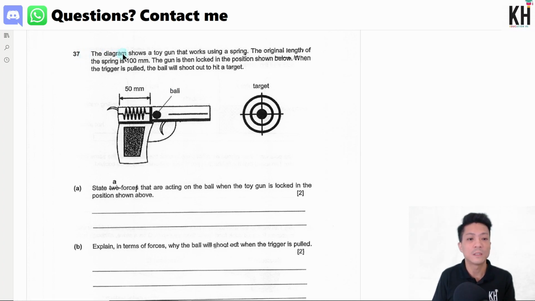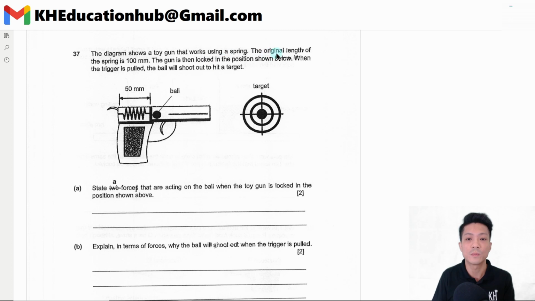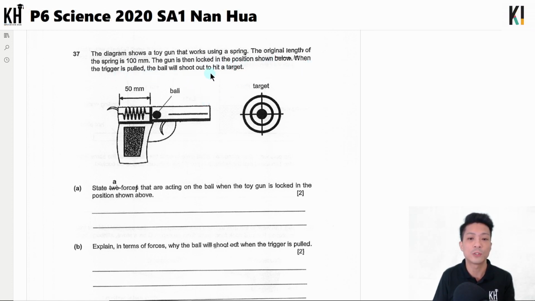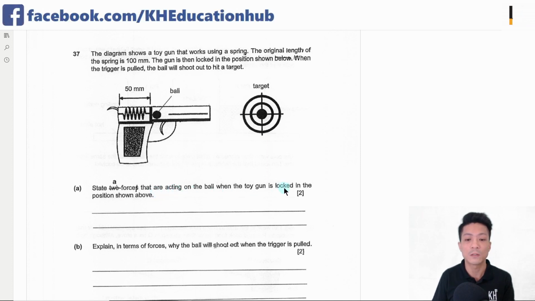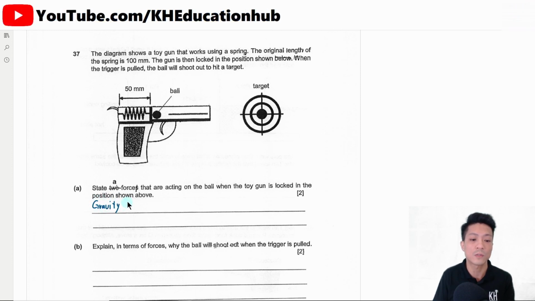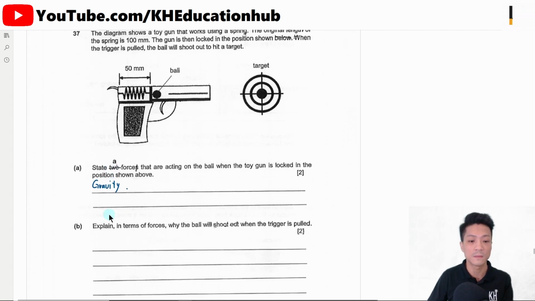Question 37. The diagram shows a toy gun that works using a spring. The original length of the spring is 100 mm. The gun is then locked in a position shown below. When the trigger is pulled, the ball will shoot out to hit a target. State a force that is acting on the ball when the toy gun is locked in position shown above. So you can say gravity as one of it, because gravity will act on everything. And if you need one more, you can also say elastic spring force.